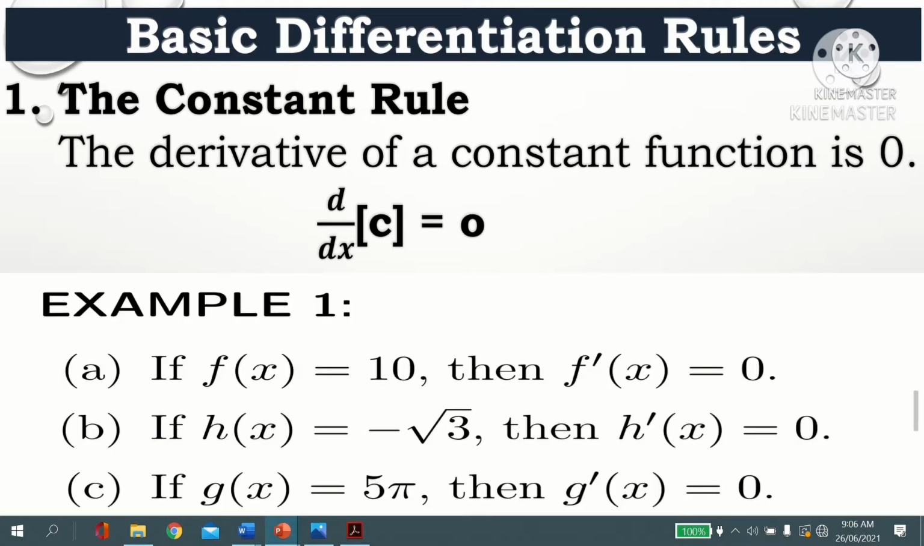The first one, if f of x is equal to 10, then f prime of x is equal to 0. So 10 there is considered as a constant. So that is why the derivative is 0. Letter B, if h of x is equal to negative square root of 3, then h prime of x is equal to 0. And the third one, g of x is equal to 5 pi, then the derivative of that is still 0. So since pi po dyan is considered as a constant. So that's all for the constant rule.